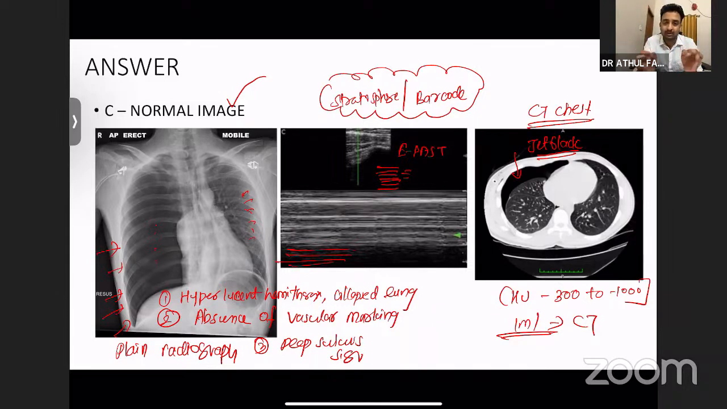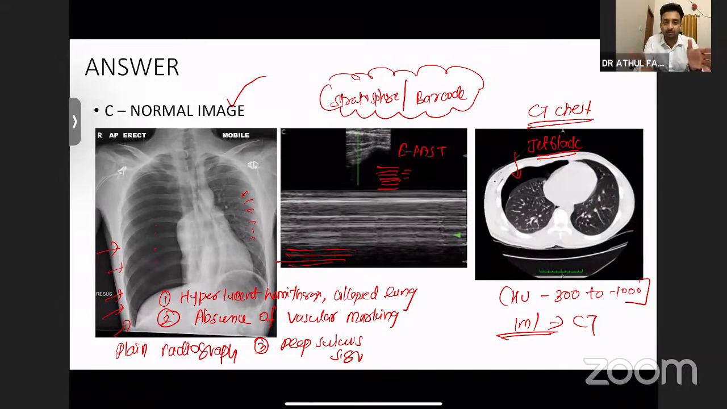So if you are suspecting minute pneumothorax, then definitely go for CT. Sometimes when a bulla ruptures, there will be only 4 or 5 mL of air. In all those conditions, CT will be very helpful. So remember, whenever you are suspecting air, CT is the investigation of choice. It is very sensitive for picking up minute amounts of air.